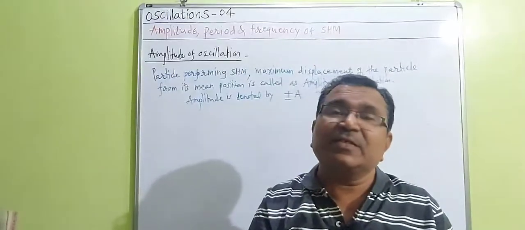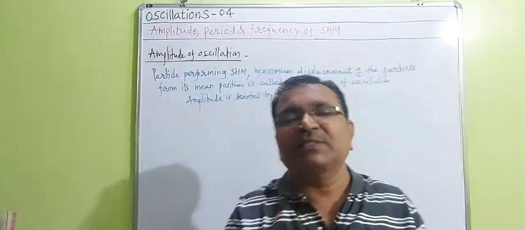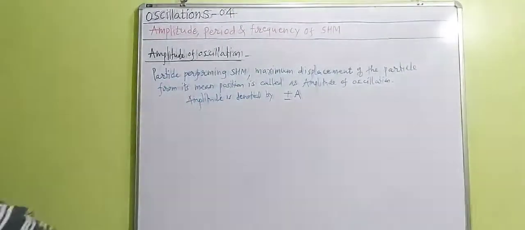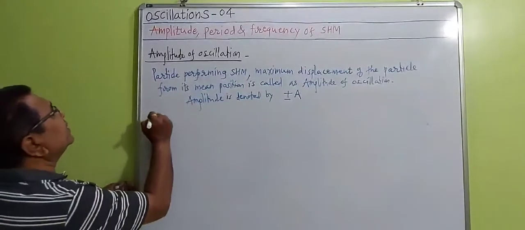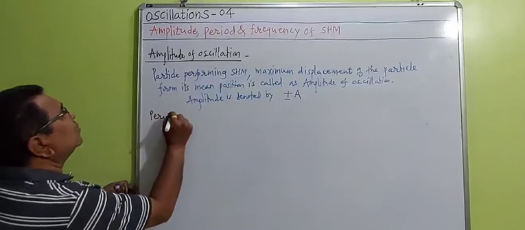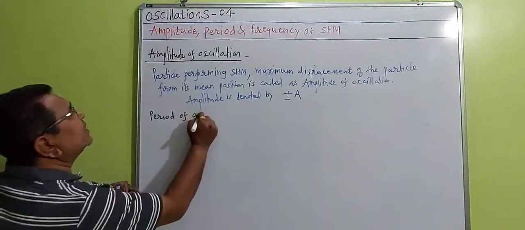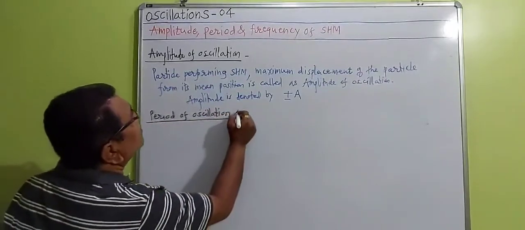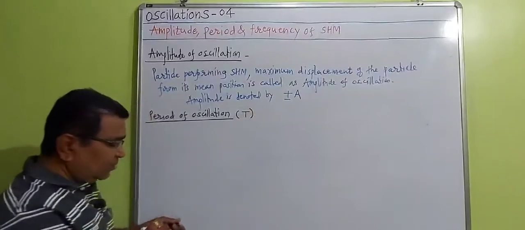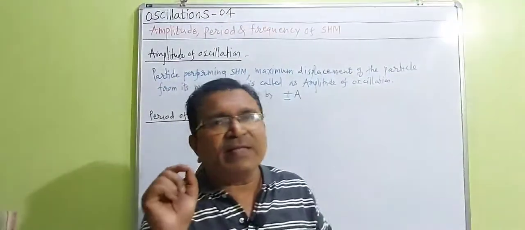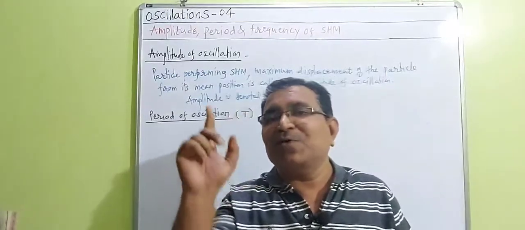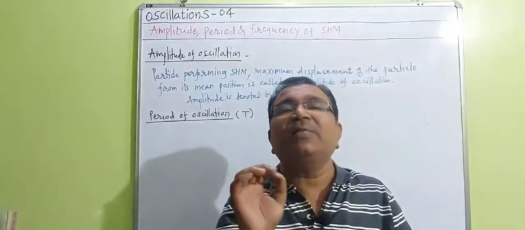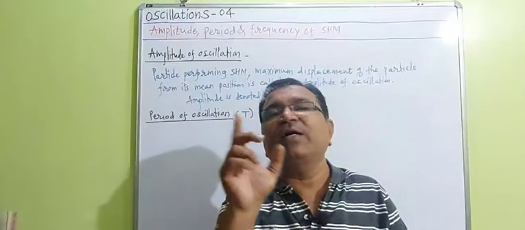The second definition that we want to discuss is period of SHM. So what is period of SHM? Period of oscillation or period of SHM is denoted by capital T. We will write the definition like this: for a particle performing SHM, the time required to complete one oscillation.